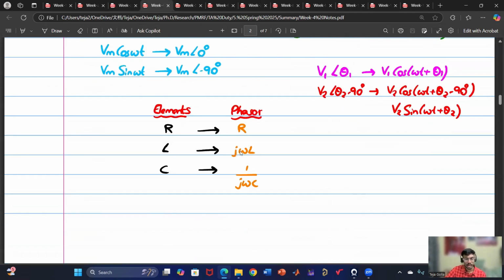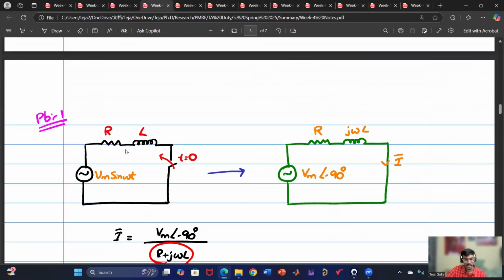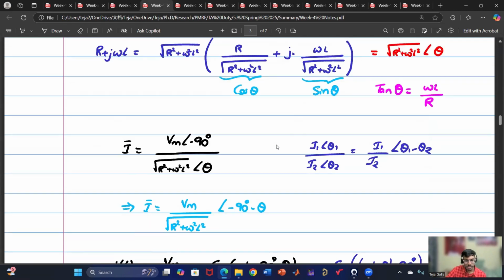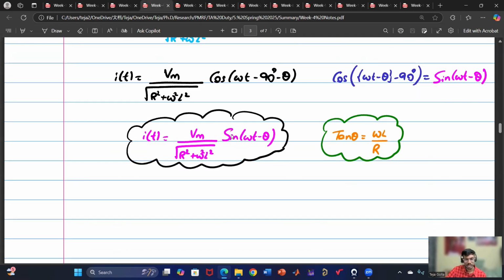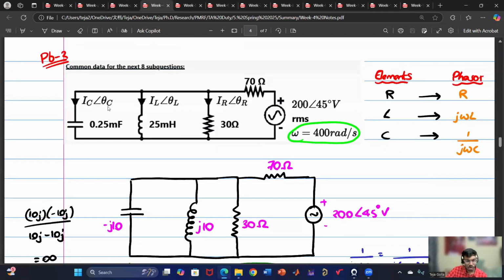R remains R, L becomes j omega L, C becomes 1 by j omega C. And then using the phasors, we have solved this simple circuit in just 2-3 steps, and we got the same expression which we had obtained by solving a lot of equations using the differential equation based approach. Now that we have seen that this approach is simpler, we have started solving problems using this.